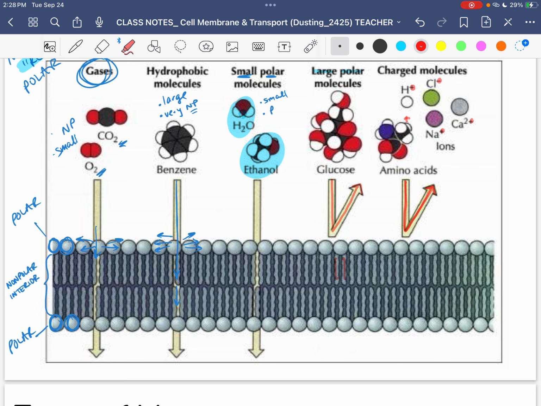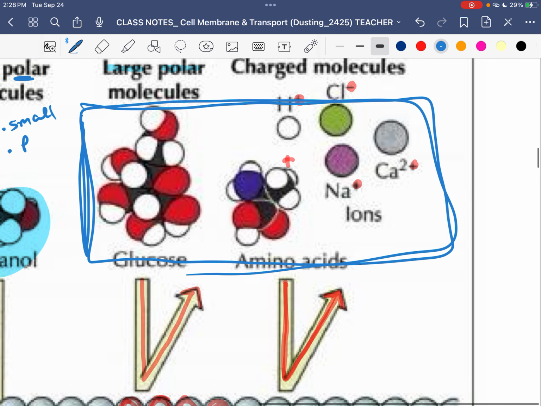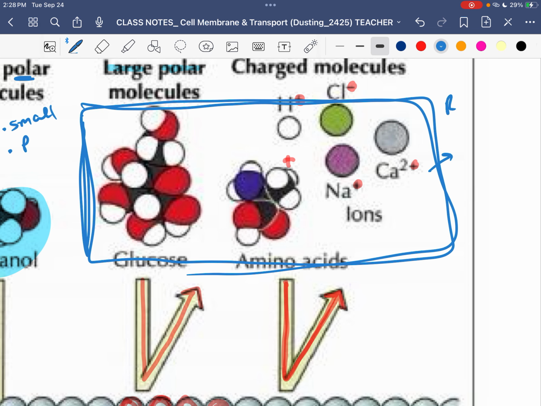So even though they're able to interact with the polar heads, they like the polar heads of the phospholipids, they're afraid of the lipid tails. They do not like the hydrophobic interior. So all of these molecules here, all of these ones here, they are repelled.